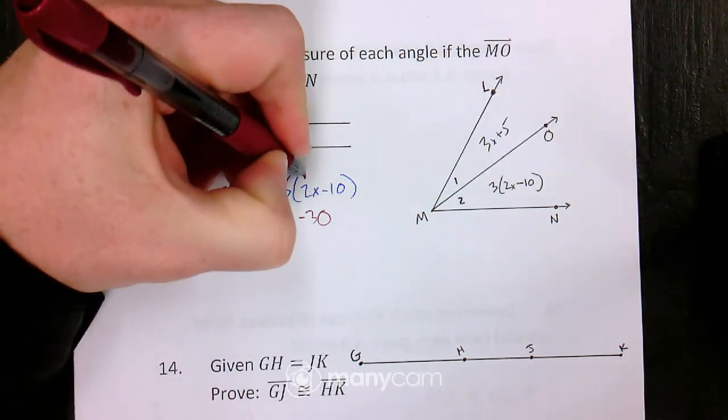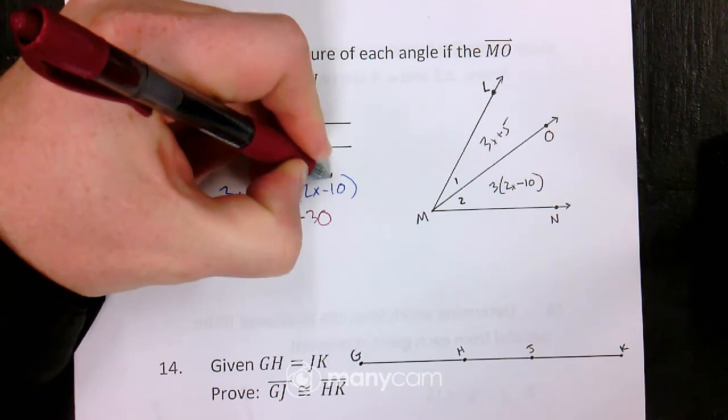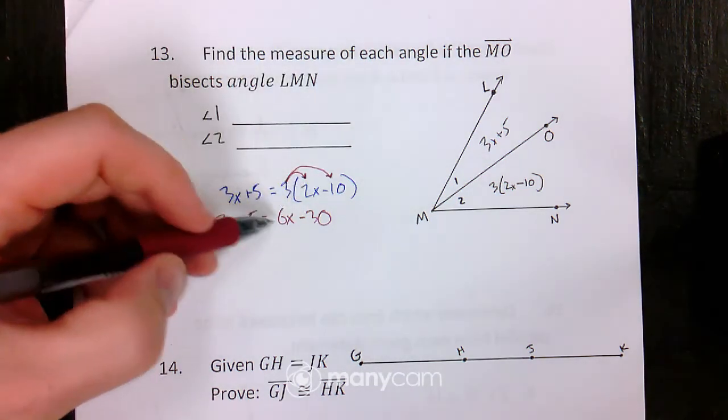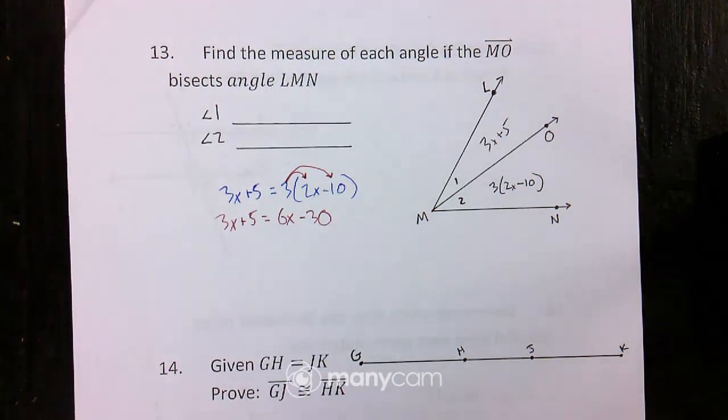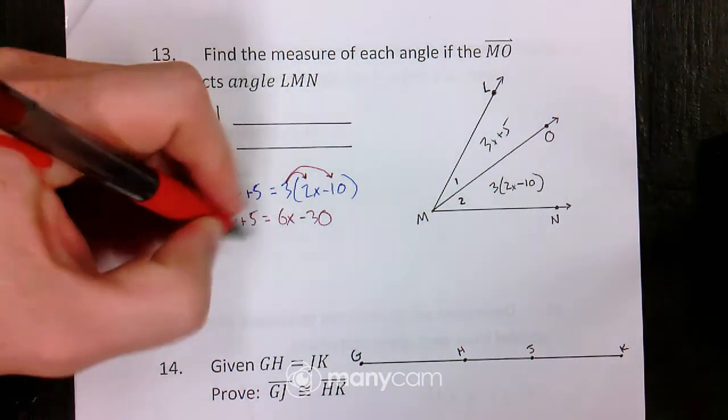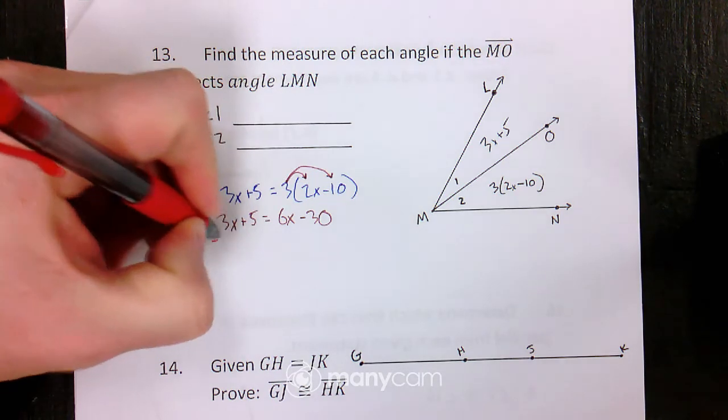Okay, remember to do this. A lot of you guys made this mistake when you were solving it. You did 3 times 2, and then you forgot to do 3 times negative 10, and you will get the wrong answer. Okay, don't do that. Now we're going to take 3x and bring it over here.